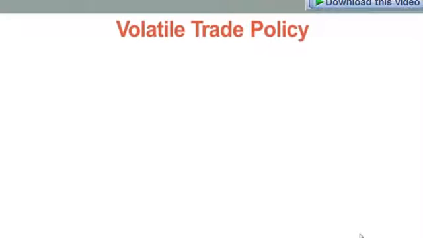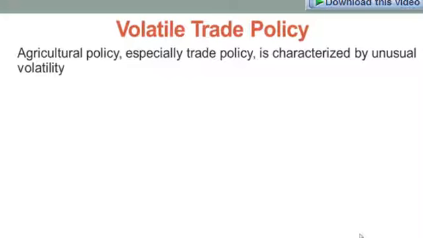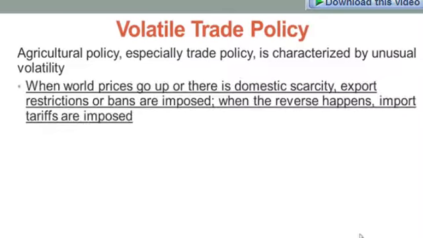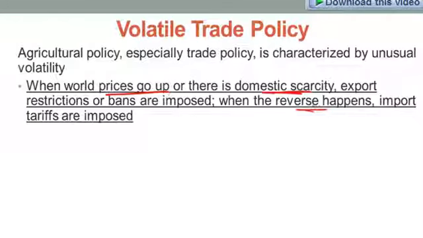Now, another important area the Economic Survey focuses on is volatile trade policy. Now, what is the meaning of this volatile trade policy? The agricultural policy, especially trade policy, is extremely volatile. It keeps changing with circumstances. Whenever circumstances change, trade policy also changes. So when world prices go up sometimes, at that time, what happens? If there is domestic scarcity, we put export restrictions. For example, when the price of onion went up in India, we said export restricted. Don't allow onion to be exported.